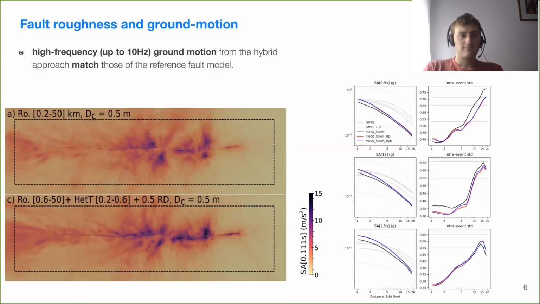Therefore, in the last part of this study, we study the ground motion of these models. And we see that the ground motion generated by the reference model is very similar to the ground motion from the hybrid approach. So this is a spectral acceleration at 9 Hz. And here you can see the decrease of the average spectral acceleration at different frequencies against distance, and the curves are matching each other. So altogether, this study advances our understanding of fault roughness effects and should allow more efficient hazard characterization using physics-based methods.